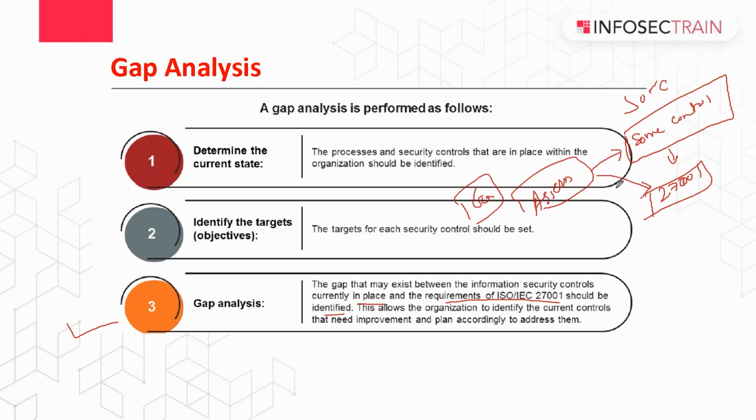Now, who is going to give us the information? By performing a gap analysis, we can identify which control has been missing. This allows an organization to identify the current controls that need improvement and plan accordingly to address them. We want 20 more controls to go ahead and have a better security posture.